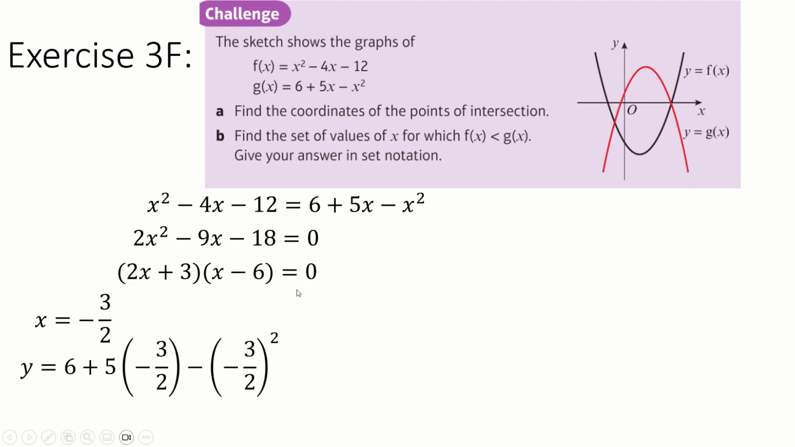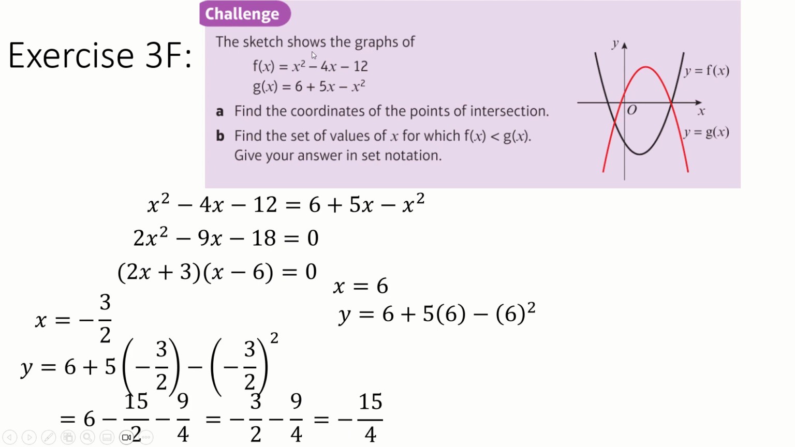So this is just me doing that. You can type it into the calculator, obviously. But anyway, you get this. So that coordinate is at minus 3 over 2, minus 15 over 4. And this coordinate, of course, is when x is 6. And if you put x as 6 into here, you can actually see that y is going to be 0. And we get that coordinate as well.